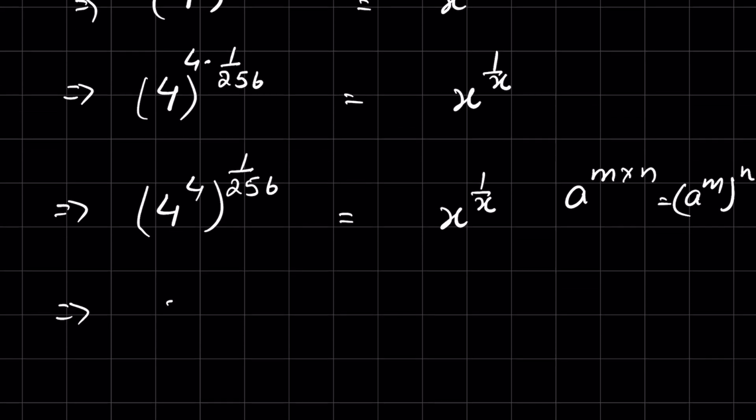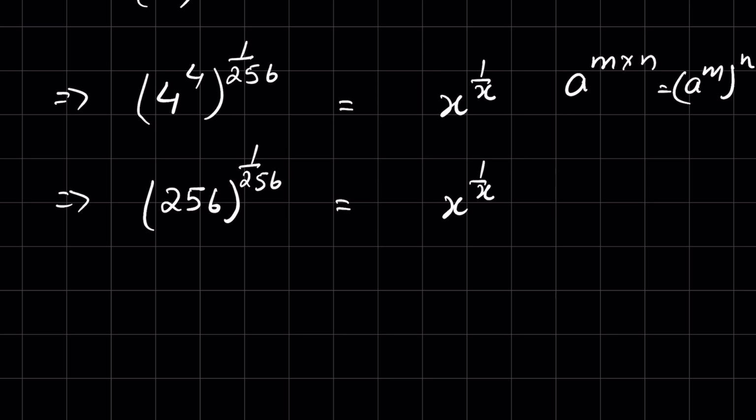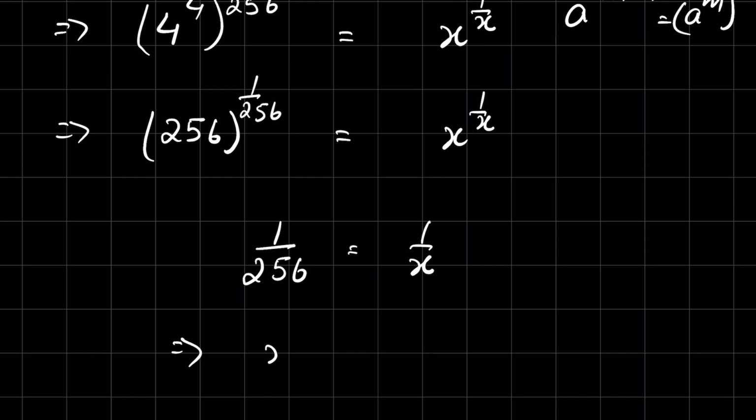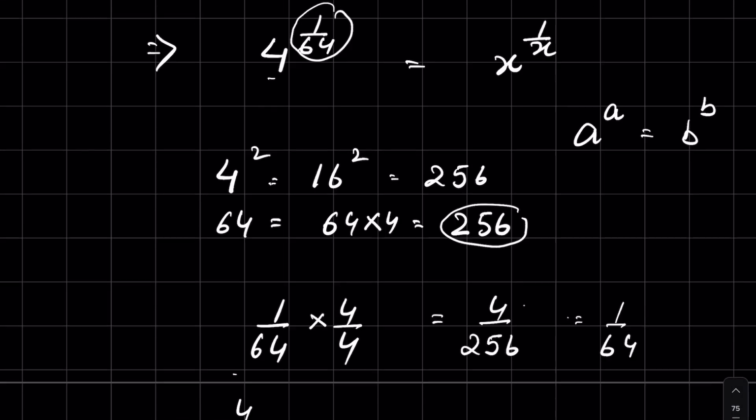4 to the power 4 is 256. So 256 raised to the power 1 upon 256 is equal to x raised to the power 1 upon x. That means 1 upon 256 is equal to 1 upon x, or x is equal to 256. We can verify this answer.